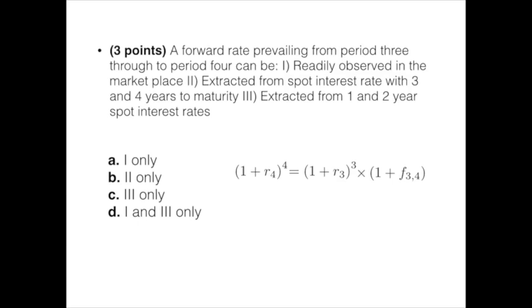So what we have here is (1 + R4)^4 is equal to (1 + R3)^3 times (1 + forward rate from year 3 to year 4). This is the thought experiment that will give us the answer to this question. And what we can observe from here is that in order to calculate the forward rate from year 3 till year 4, we actually need the spot rate for 3-year maturity and the spot rate for 4-year maturity, which means that the correct answer is B.